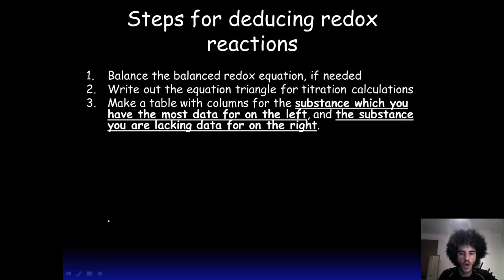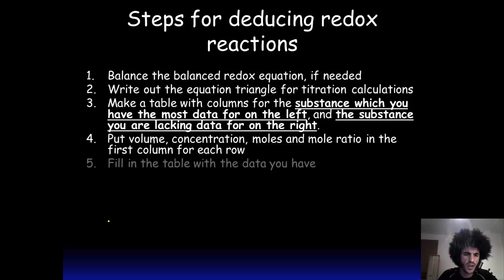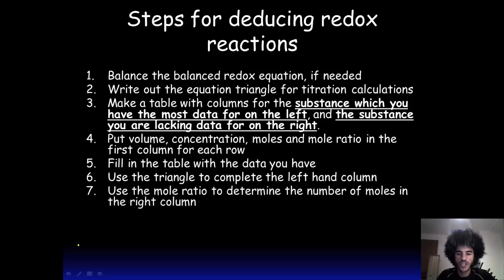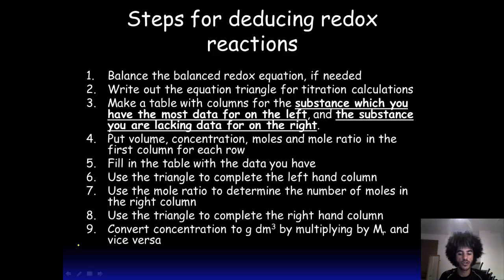Thirdly, make a table with columns for the substance which you have the most data for on the left and the substance you're lacking data for on the right. Step number four, put volume, concentration, moles and mole ratio in the first column for each row. Step five, fill in the table with the data you have. Step six, use the triangle to complete the left-hand column. Step seven, use the mole ratio to determine the number of moles in the right column. Step eight, use the triangle to complete the right-hand column. And finally, step nine, convert concentration to grams per decimeter cubed if you're asked to, by multiplying by the MR and vice versa. So, as you can see, it's just a range of stuff.